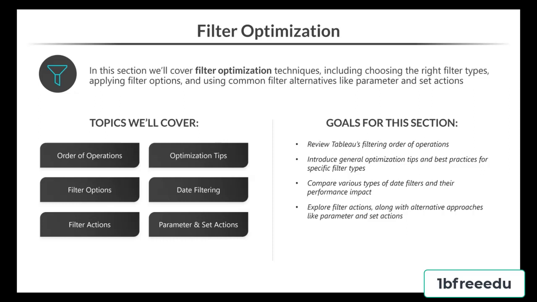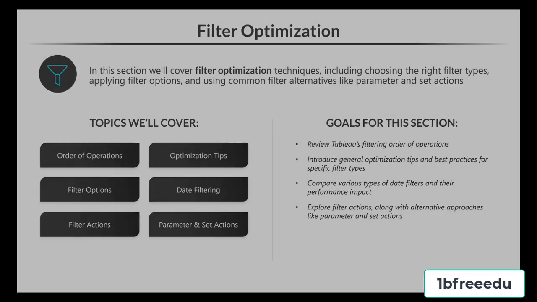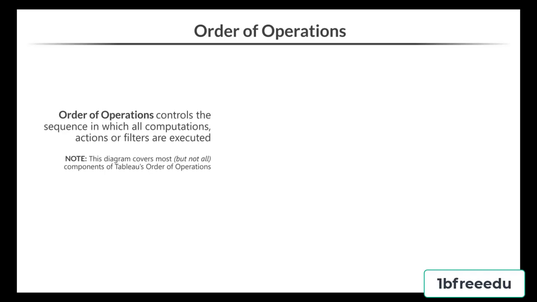Now that we've talked high level about filtering and performance, let's take a deeper dive into the filtering order of operations. Filter operations happen at different levels and have varying performance impacts in your Tableau workbook. This process is reflected in the order of operations by which all processes are conducted inside Tableau. Order of operations controls the sequence in which all computations, actions, or filters are executed.